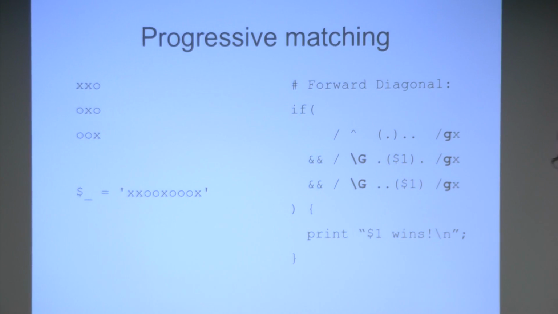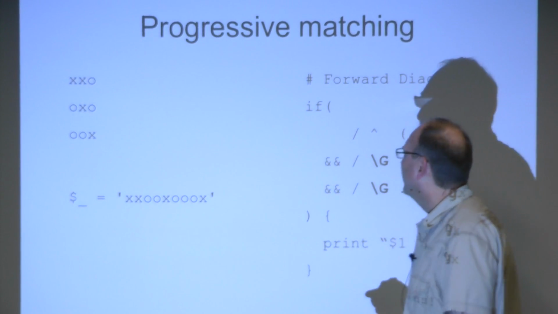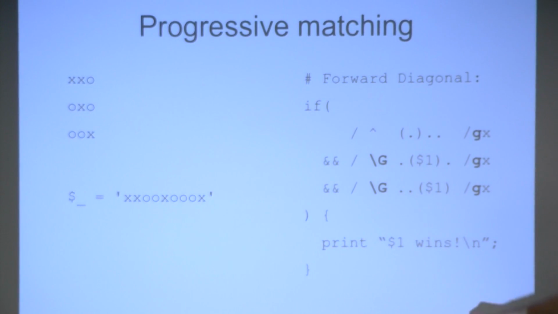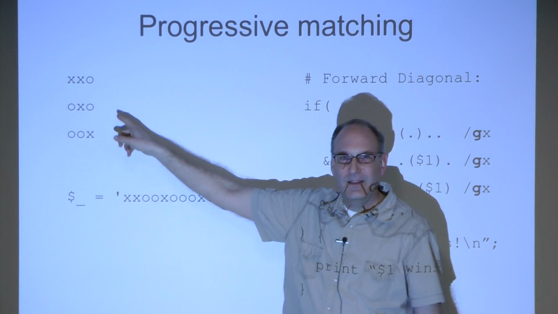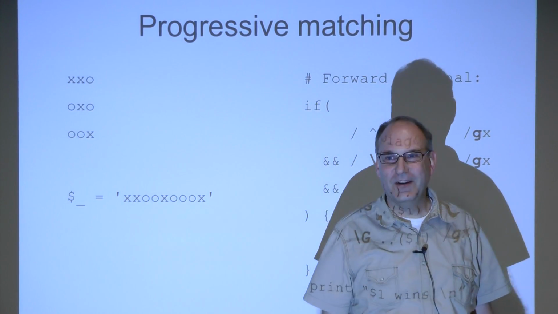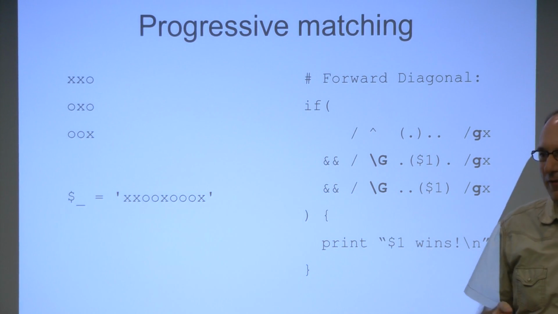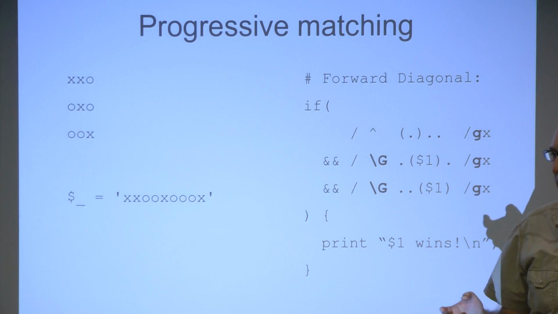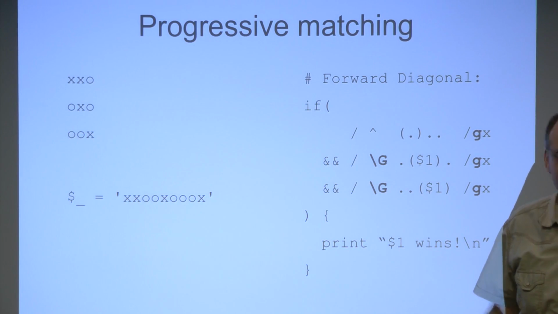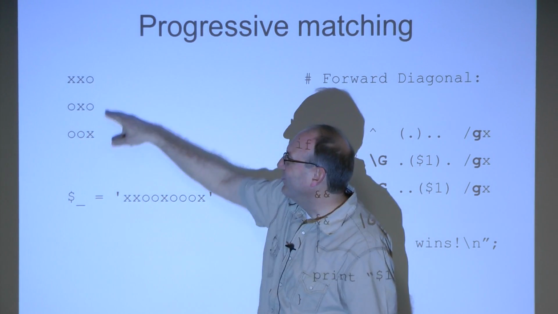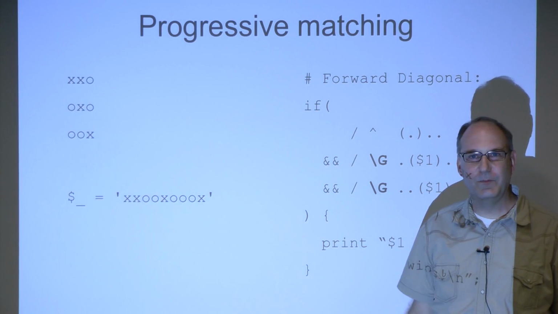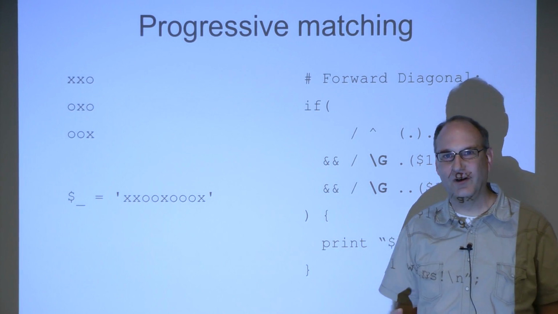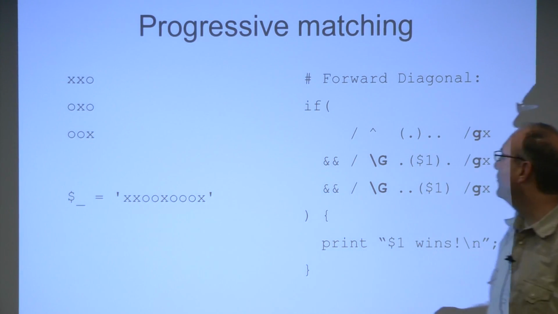This one's fun, progressive matching. This one took a while for me to get figured out. Let's look at a tic-tac-toe board. Anybody with a C background knows that a multidimensional array really is just a one-dimensional array with multidimensional semantics applied to it, right? And so we can take this multidimensional array and turn it into a string, and now it's become a pattern, really. It's become a pattern that we can search for a solution.